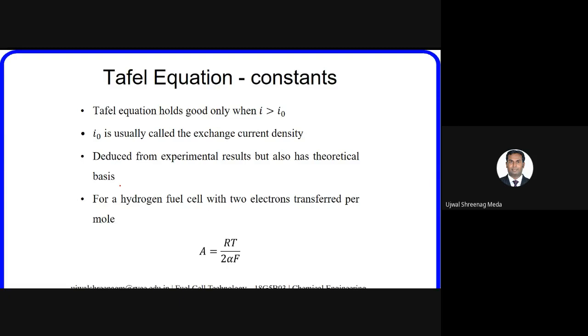However, if we look at the effect of temperature on these two terms A and I naught, the increase in I naught value is far more than the increase in A because of the rise in temperature. So with increasing temperature, the effect on I naught is much more than on A. Because of that reason, with increasing temperature, we do not see an increase in activation losses.